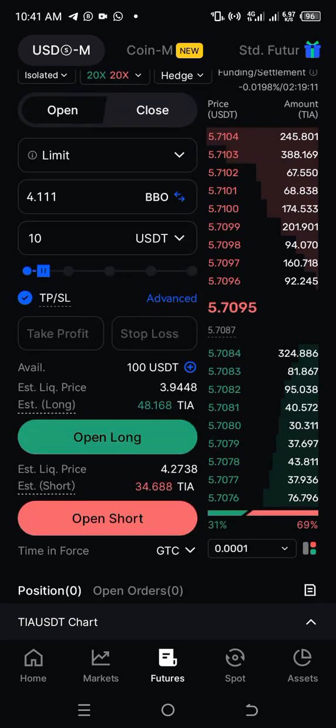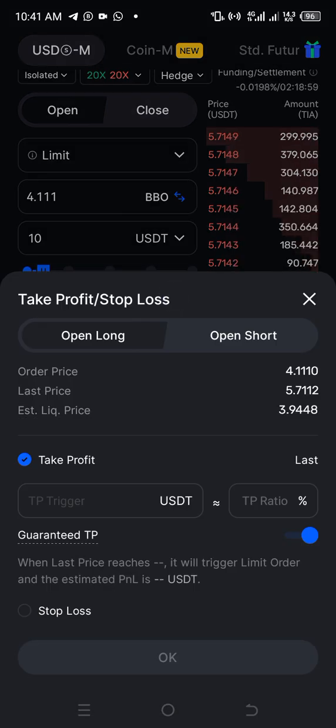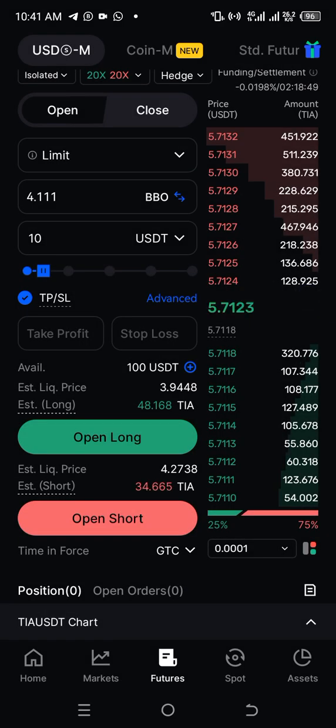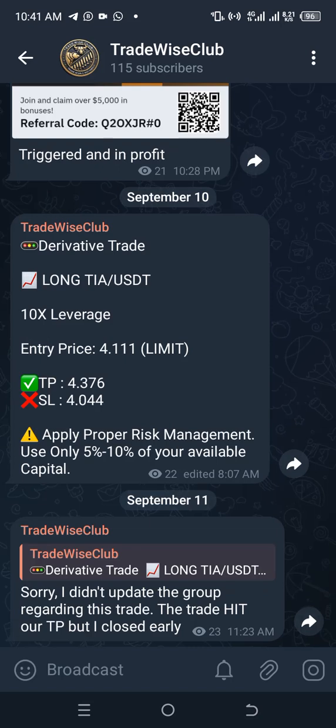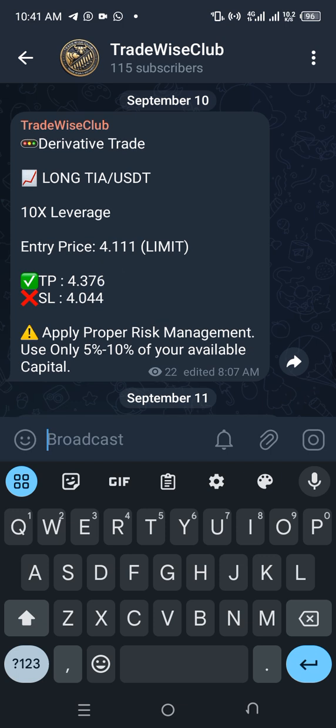And sorry, I think I made a mistake during my explanation on TP and stop loss. So for this you can actually enter, if you click on advanced, that means you want to enter the price in USDT, or you want to enter the TP ratio, let's say 10%, 20%, 30%. Okay, but because I also always give the TP price and the stop loss price, you can just go back to the Telegram signal and then copy the TP. Okay, you can copy the TP.